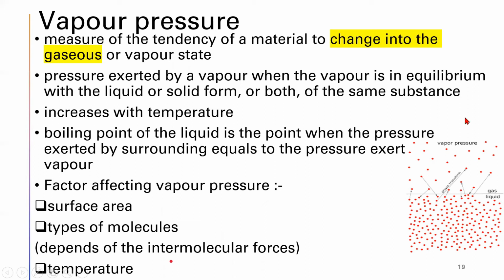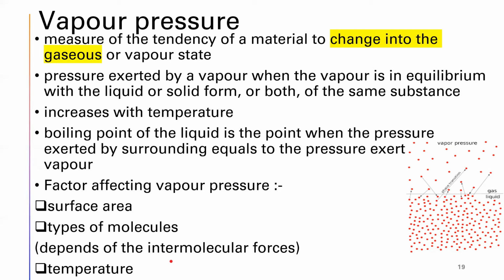As you can see in the picture on my right side, let's assume that this is a cylinder and it is closed with a lid. When there is a lid on the container, the gas phase molecules are trapped. So they are a vapor now. This vapor will now create a vapor pressure. So that is what we call vapor pressure. Vapor pressure increases with temperature, and the boiling point of the liquid is the point where the pressure exerted by the surroundings equals the pressure exerted by the vapor.